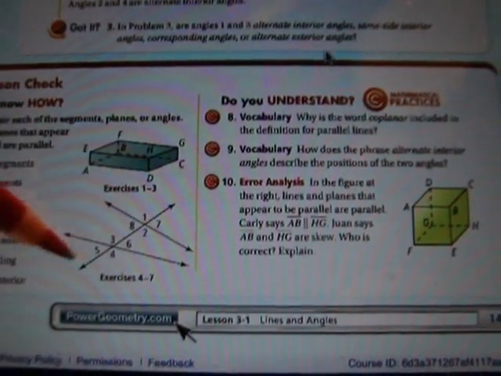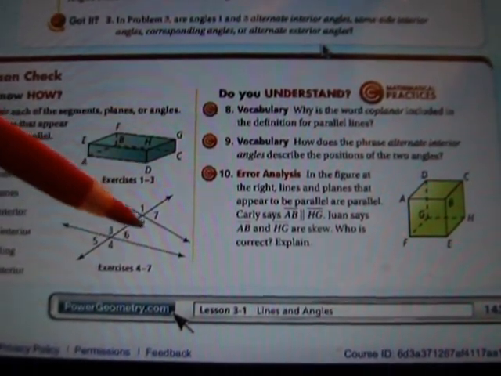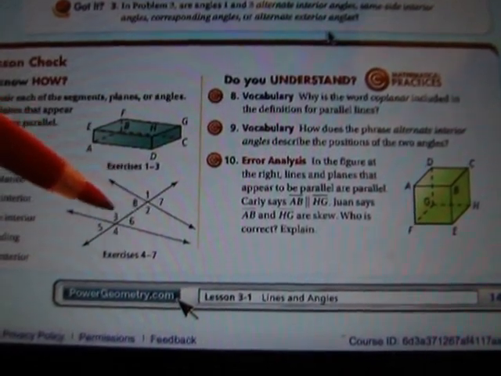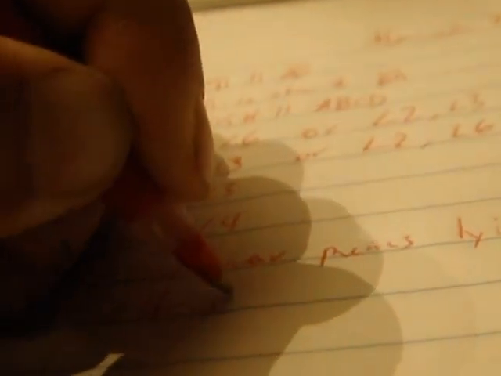So this is the transversal. Alternate would be like 8 and 6 or 2 and 3 because they're interior angles between the two lines. Okay, so alternate means across the transversal. Interior means between the lines. And that's all there is to that one.